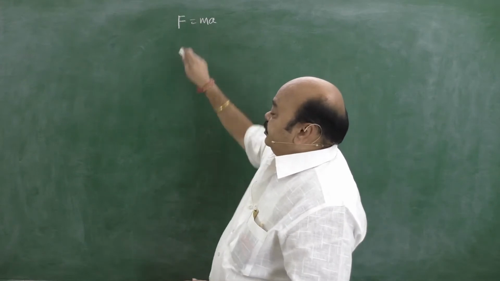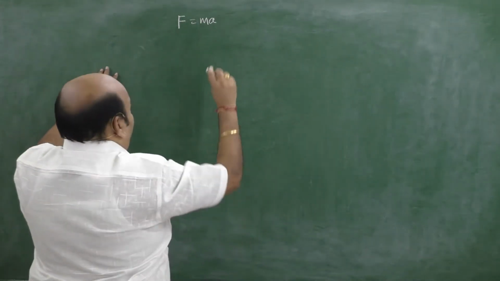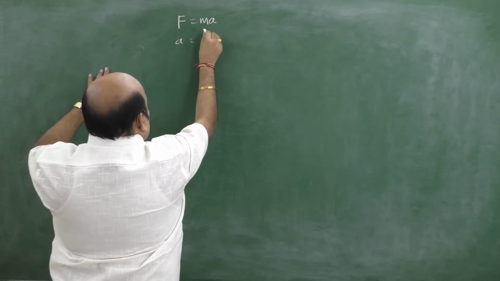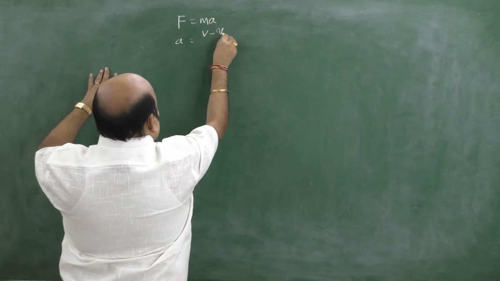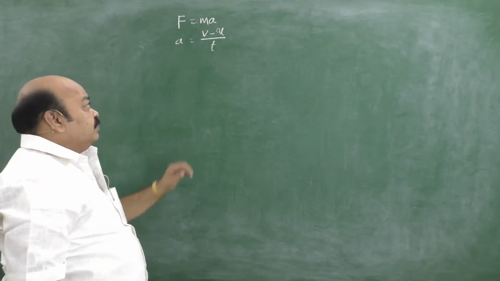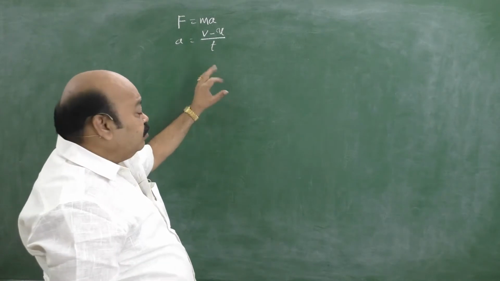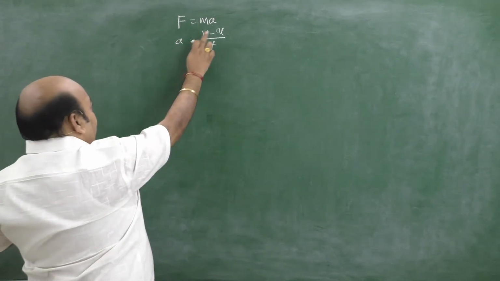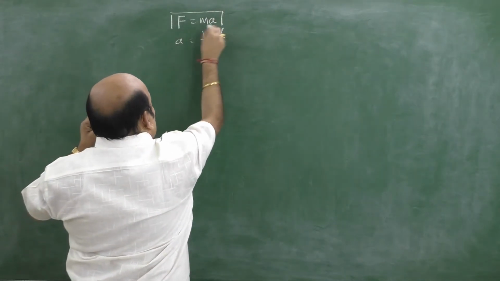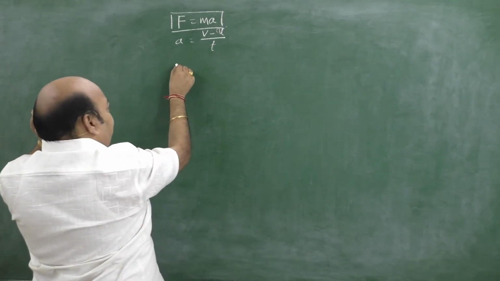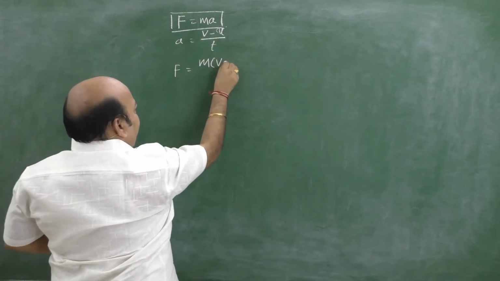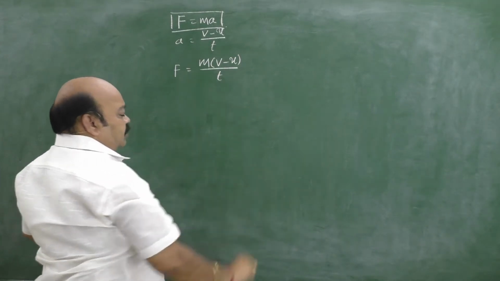From ordinary kinematics, we know very well this acceleration can be written as rate of change of velocity. Very basic formula. My sincere advice is, don't try to learn this by heart. Try to derive it. A is equal to (V minus U) by T. Then substitute the formula in the standard equation from Newton's law. Then we have force F is equal to m into (V minus U) by T in the place of A.